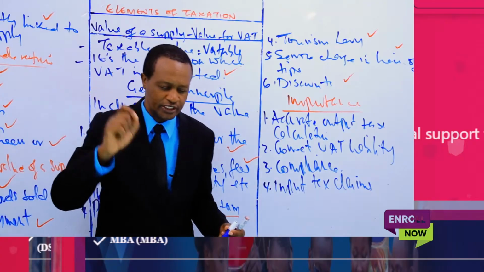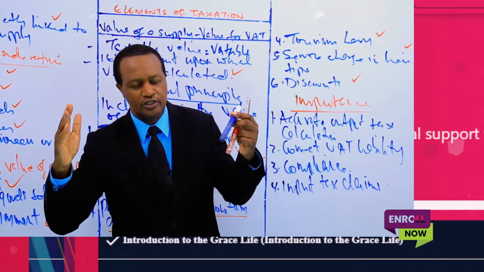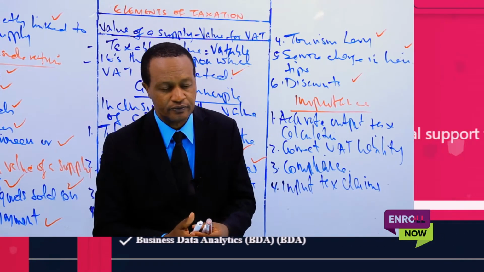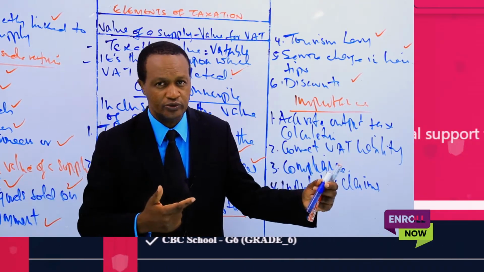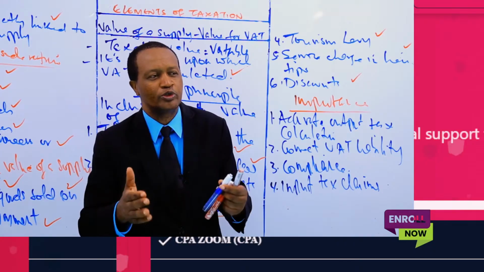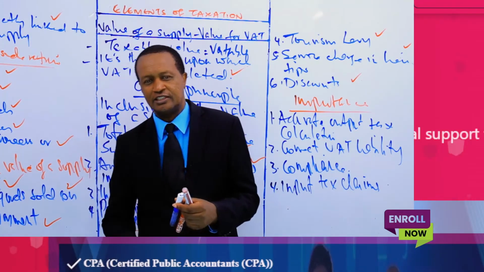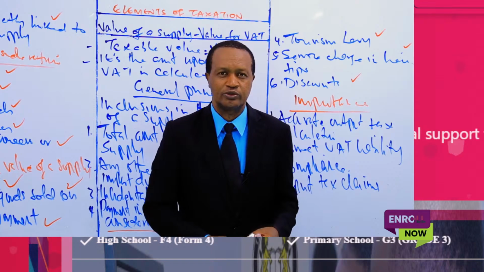And we've said at the beginning that in the context of value-added tax in Kenya, the value of a supply is also known as the taxable value or the VATable value, and it is the amount upon which VAT is calculated.